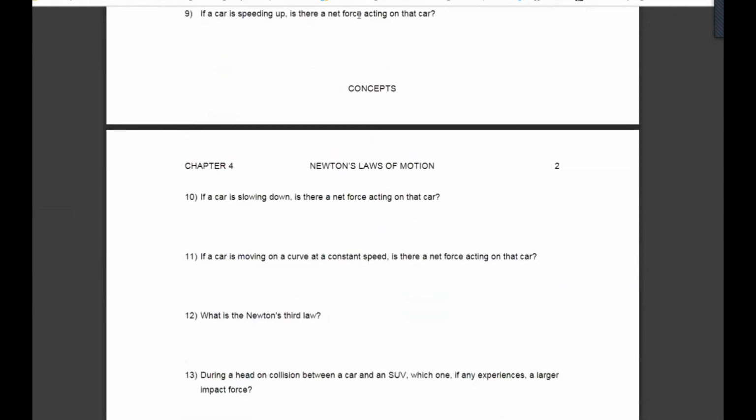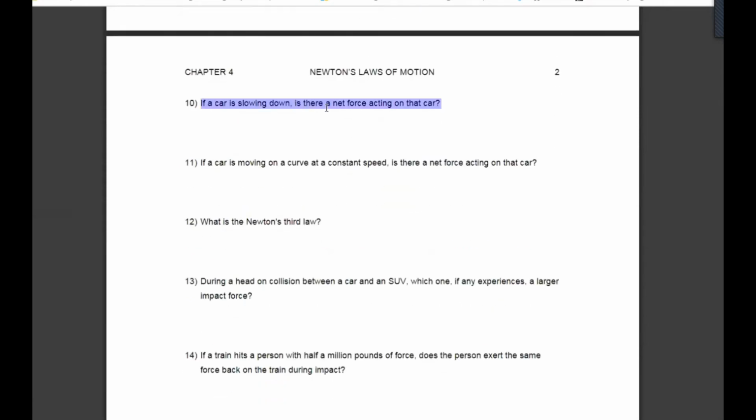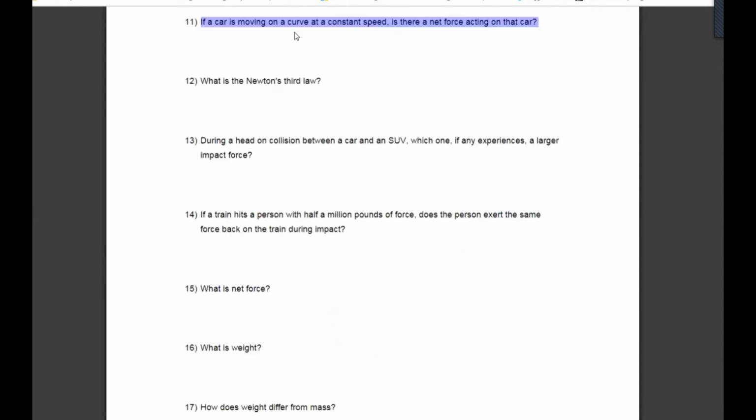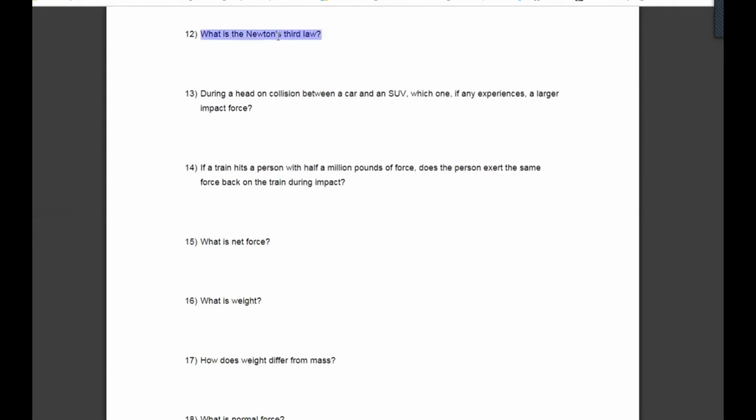If the car is speeding up, there's a net force acting on it because the car is accelerating. If the car is slowing down, there's a force acting on it because the car is still accelerating. If a car is moving on a curve at a constant speed, there's a force acting on it because it's still accelerating. The third law is all about how these forces come into existence in nature.